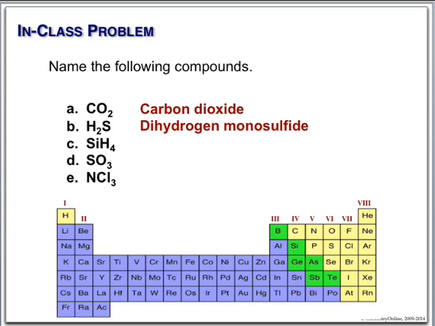1 silicon and 4 hydrogens. No multiplier for the silicon, so we just write silicon. We have 4 hydrogens, that's going to be hydride, and our multiplier is simply tetra.